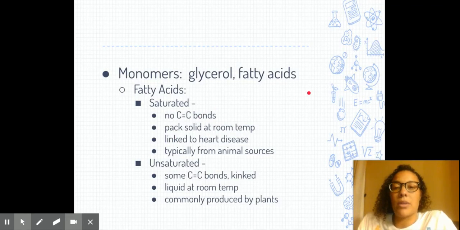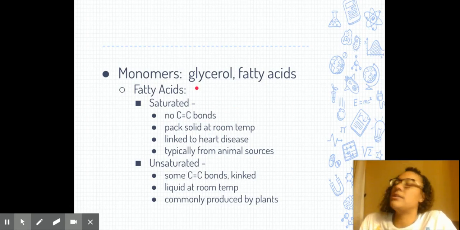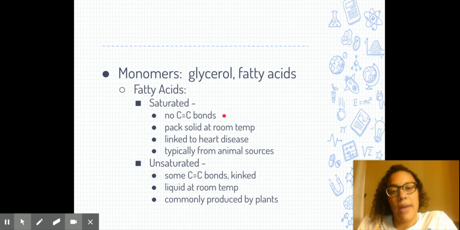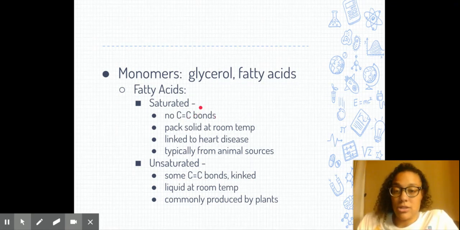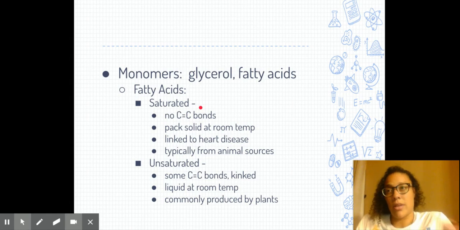So, their monomers, what are their building blocks? There will be a glycerol and there will be fatty acid chains that hang off of them. So, the fatty acid chains are what they sound like. We know we have saturated and unsaturated fats. You can identify those by looking at what happens to their carbon backbone and their carbon chain. In saturated fats, there's just going to be single bonded carbons. There's no double bond or kink in it.